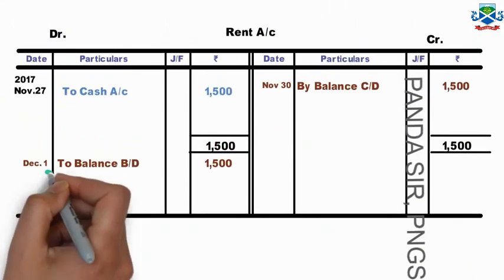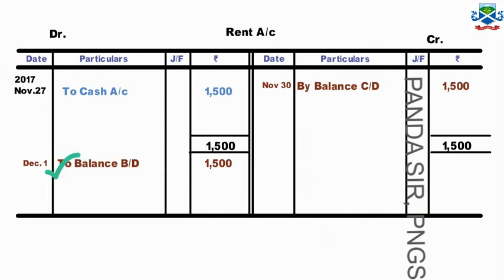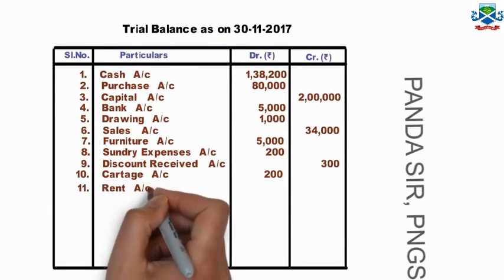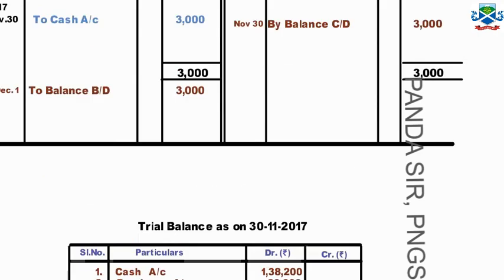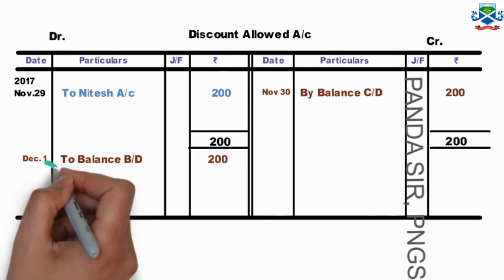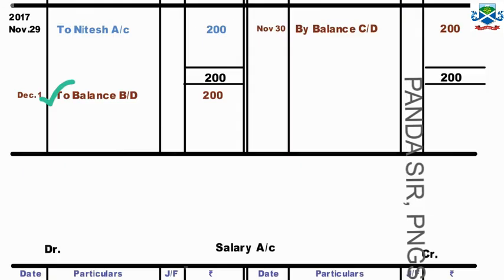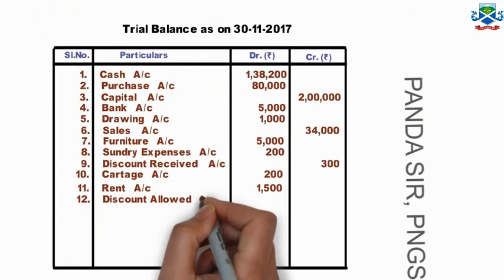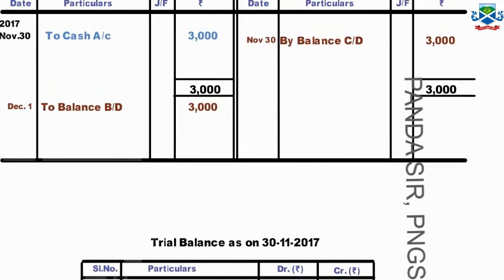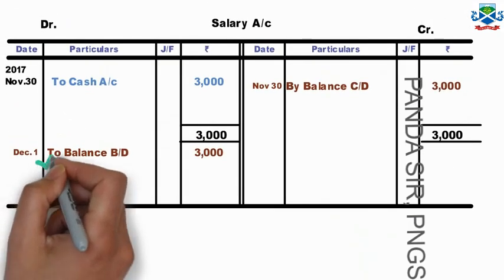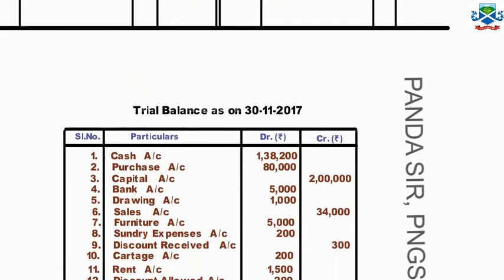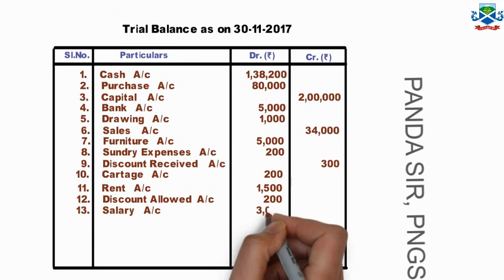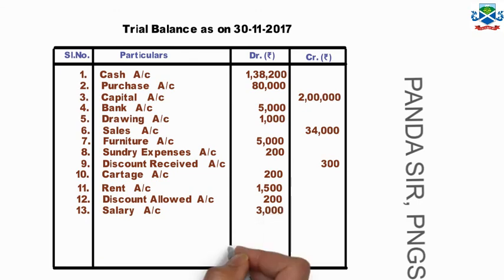Next we have rent, debit side we have written BD, that is debit balance 1500. Serially we will write rent 1500 in the debit column. Next we have discount allowed, we have written debit side balance BD 200, so discount allowed, in the debit column we will write 200. Next we have salary, that is 3000 debit balance, so we will write 3000 in the debit column. Remember Nitesh and Harish, no balances remain, that's why they do not come.